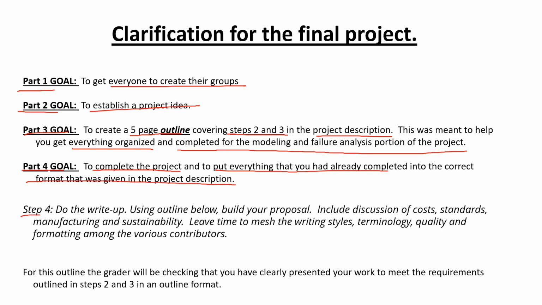Now, summary here, step 4. What you're going to be doing in step 4 is the write-up. Using the outline that we discussed, you're going to build your proposal, include discussions on cost, standards, manufacturing, sustainability, and again, leave that time to make sure at the end when you submit the report that you've meshed together those writing styles, terminology, units, quality, and formatting for all the various contributors within your group. Now, a thing to note is that for this outline, the grader will be checking you've clearly presented your work to meet the requirements outlined in steps 2 and 3 in an outline format.